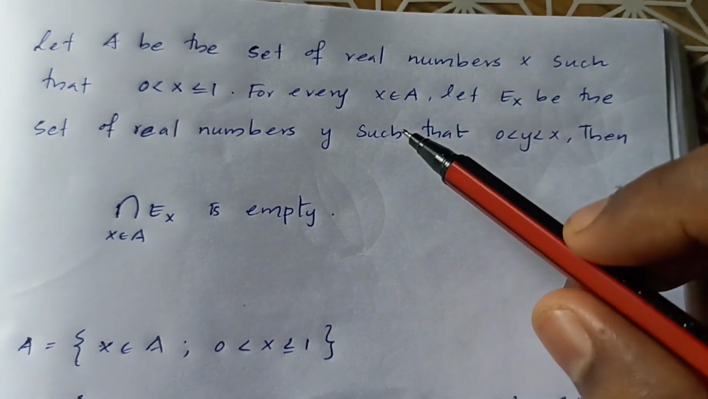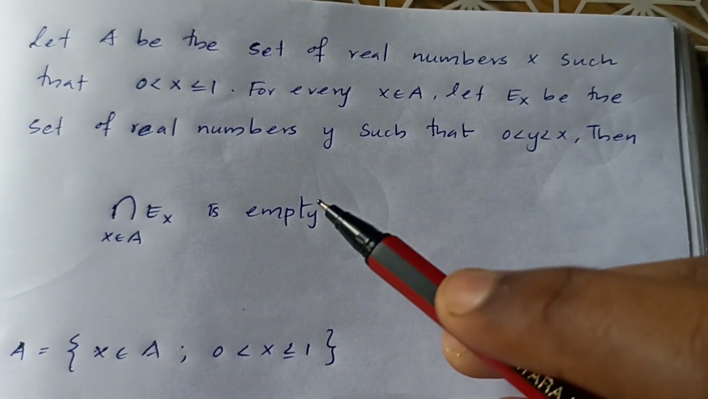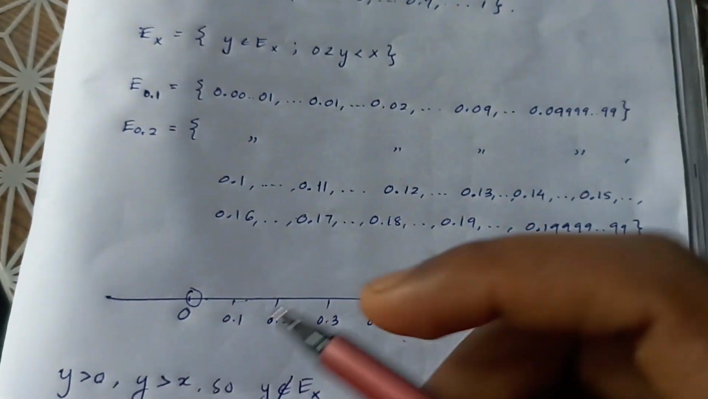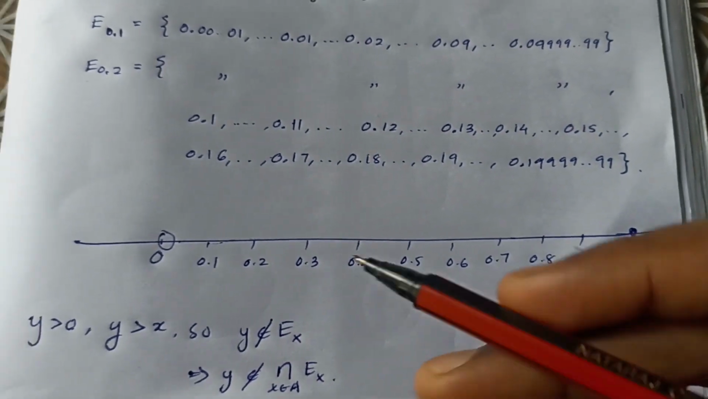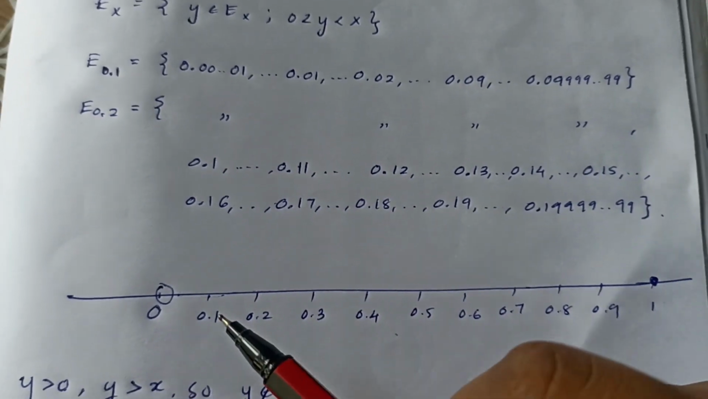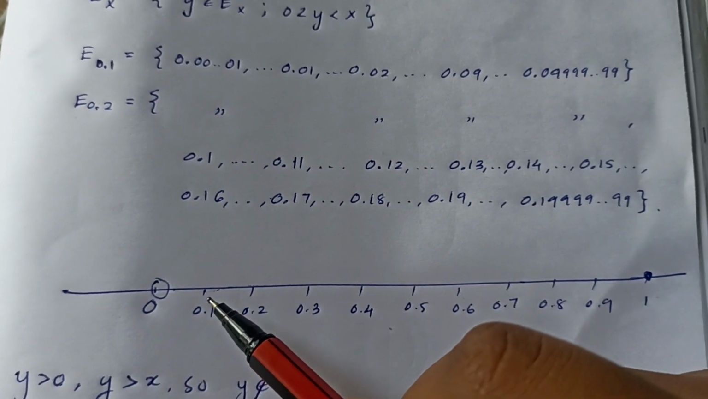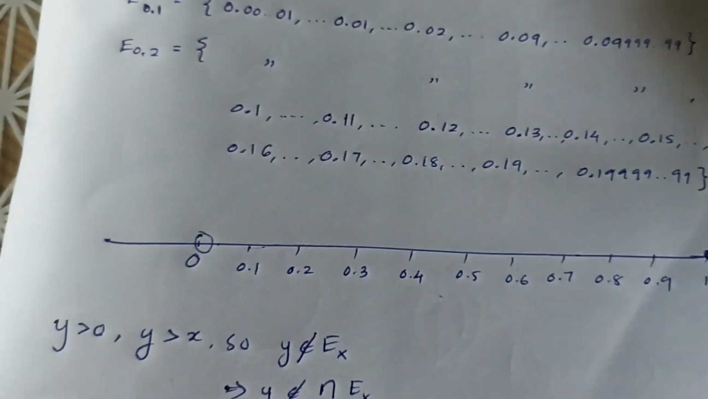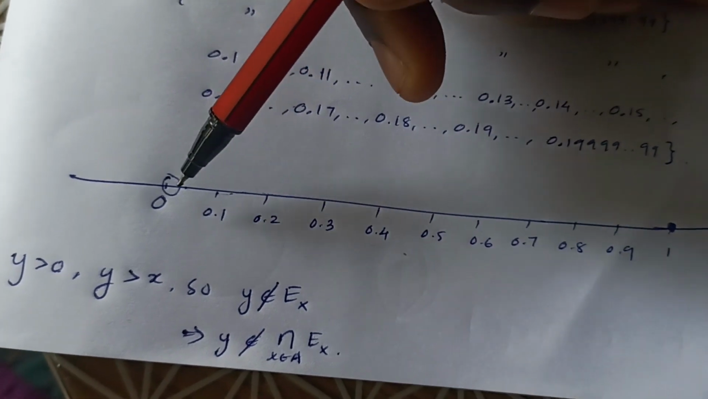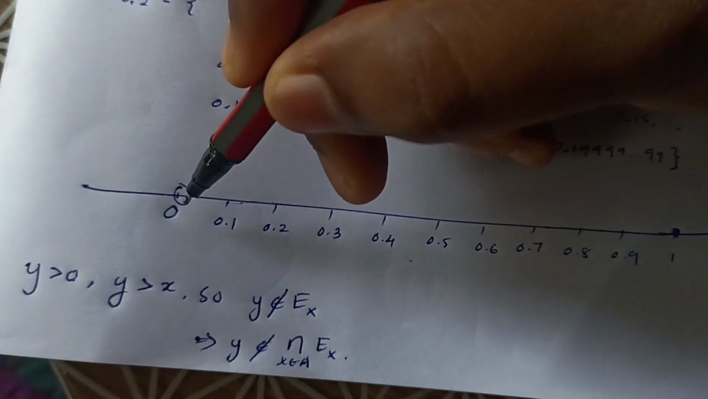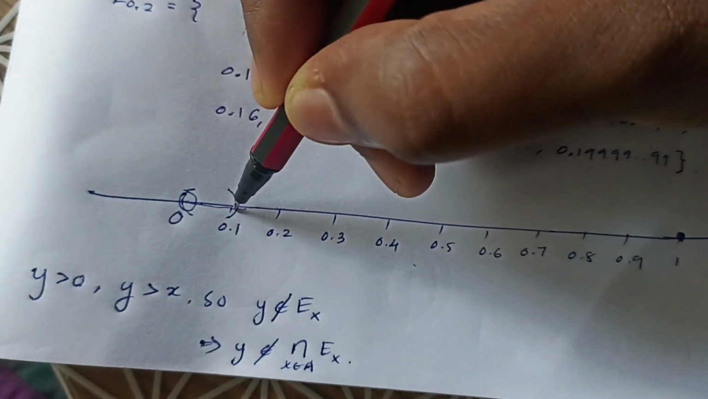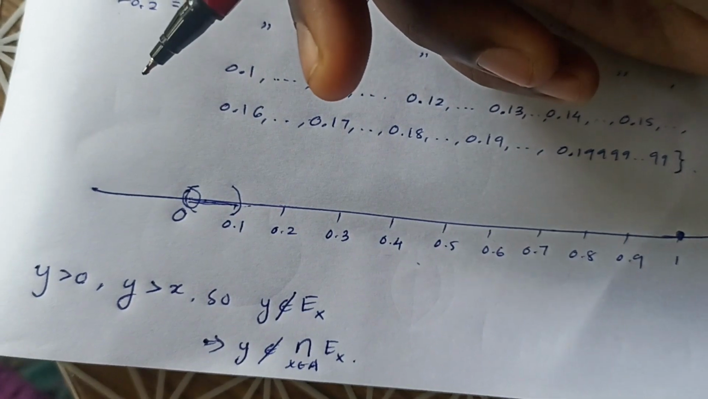What is Ex? For every x belongs to A, let Ex be the set of real numbers y such that 0 < y ≤ x. I will show you. Here we have many elements x in between 0 and 1, right? The elements of A. I am taking arbitrarily E of 0.1. What is E of 0.1? E of 0.1 means the elements lie between 0 and 0.1, not including 0 and 0.1. Means the elements inside this, like an open interval. Okay, the elements inside this are known as E of 0.1.